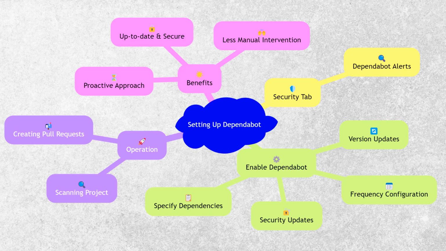Setting up Dependabot in your GitHub repository is straightforward. First, navigate to the Security tab of your repository and select Dependabot Alerts. From there, you can enable Dependabot for version updates, security updates, or both. You can also configure the frequency of updates and specify which dependencies to monitor. Once set up, Dependabot will start scanning your project and creating pull requests for any issues it finds. This proactive approach ensures that your project remains up to date and secure without requiring constant manual intervention.